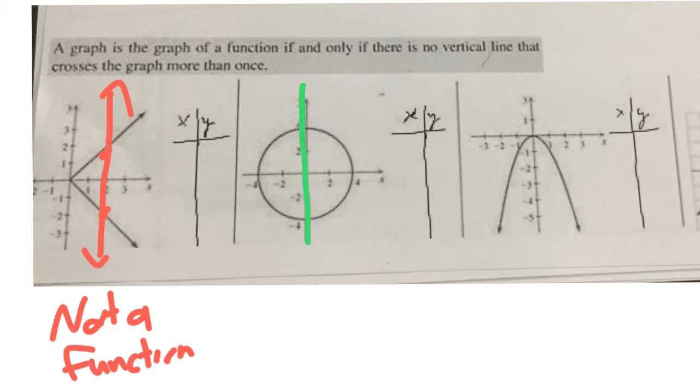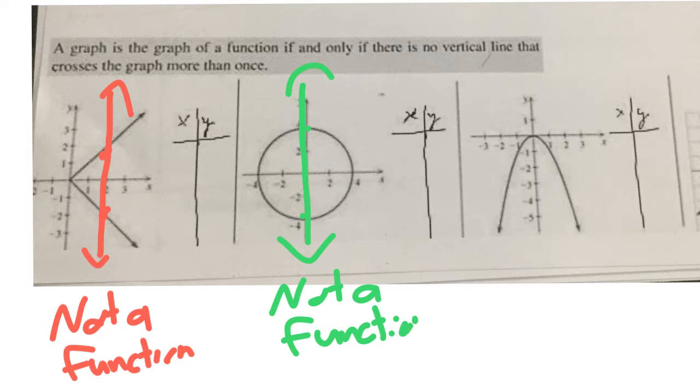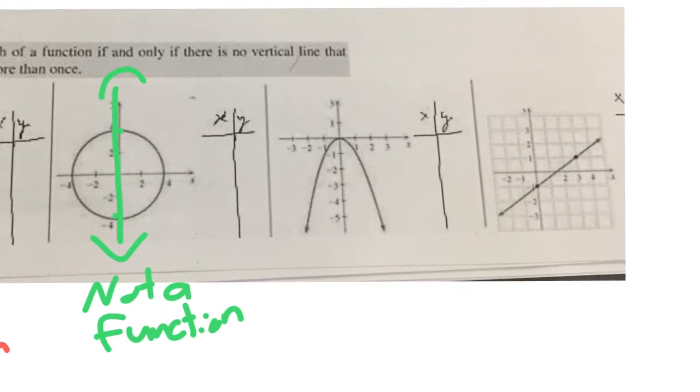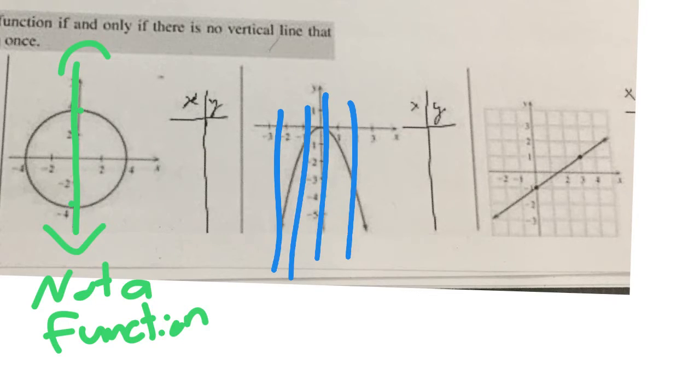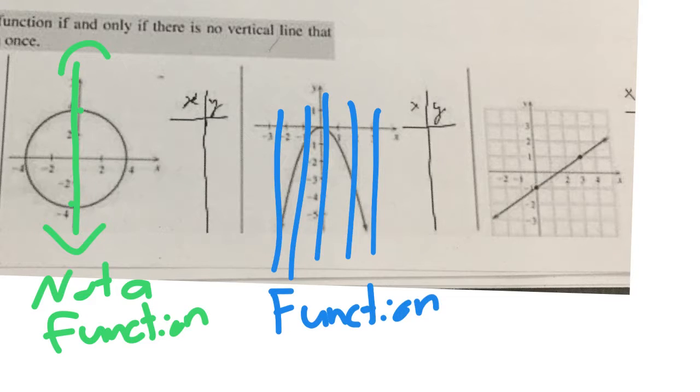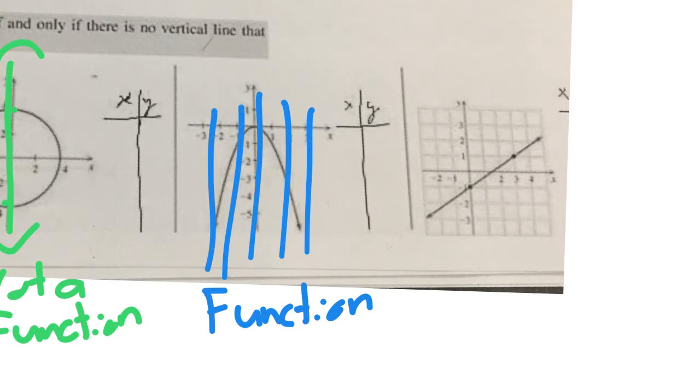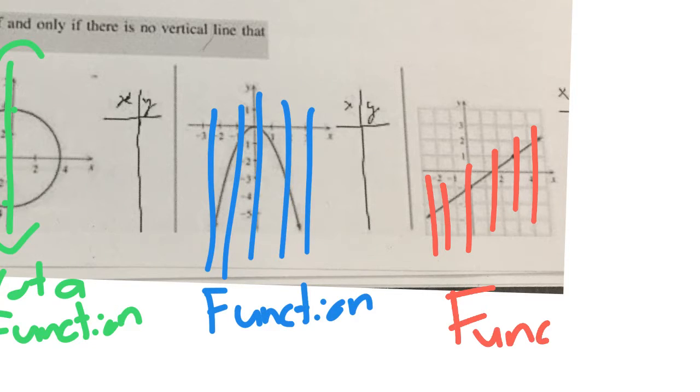The next one, if I drew a line right here, vertical line, it would intersect the graph more than once. So that's not a function. On the next one, if I drew vertical lines, I could never draw a vertical line that touches the graph more than once. Therefore, this is a function. And then here, any vertical line I draw is only going to intersect the graph once. So it is also a function.